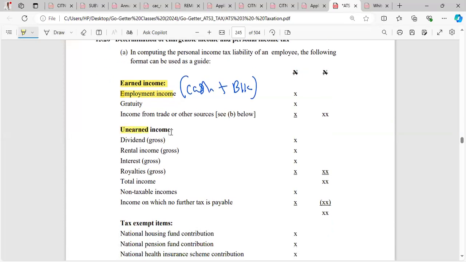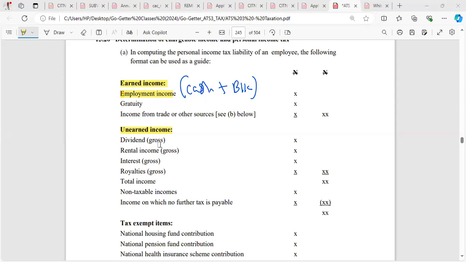Then we go to unearned income. These are income that, even though you don't work, you will still make benefits. Let me pause so far. Unearned income is income in which you do not need to go to work and stress yourself, but you are getting the benefits. You just do the work once and you are getting your benefit.